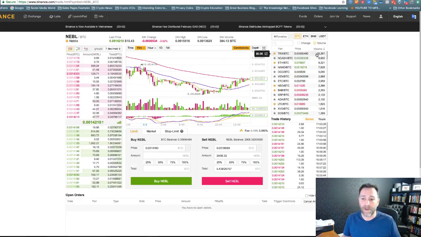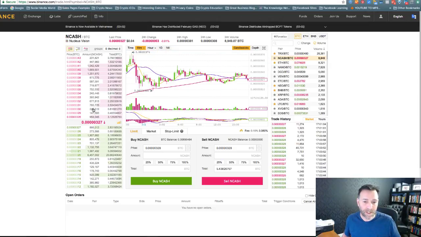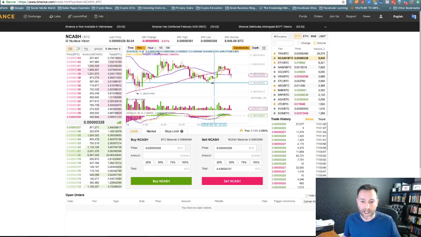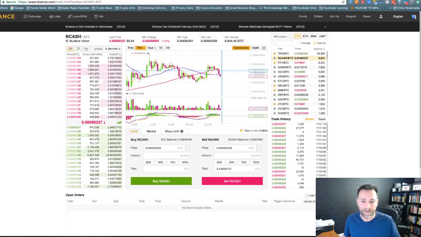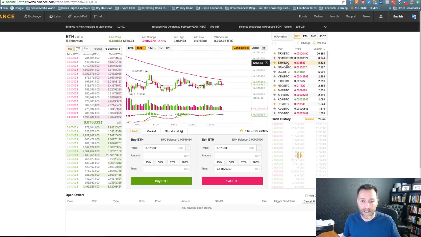Look at the volume, it has to be liquid. Tron is highly liquid, that's one of the best ones to trade. Encash, very liquid just now as well. What's that doing? That's just crossed over. Actually 328, but it's come back down. Yeah, it's come back down. That's on a 15-minute chart, so I wouldn't actually trade that.